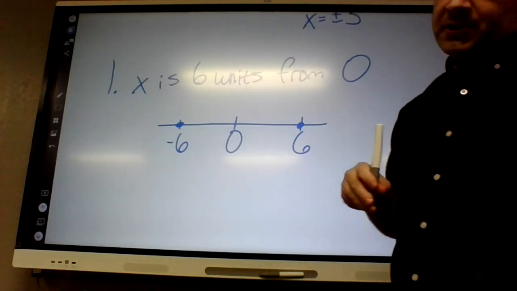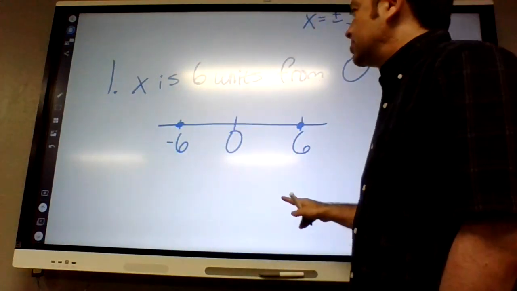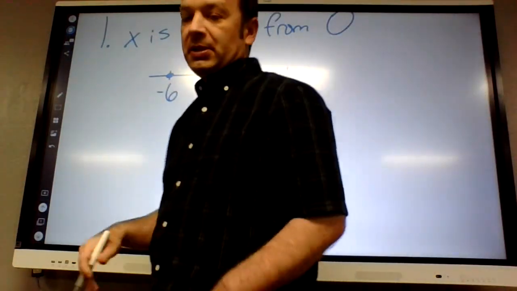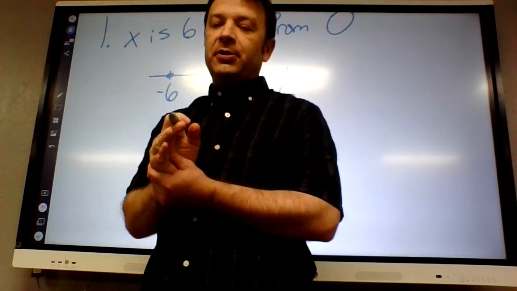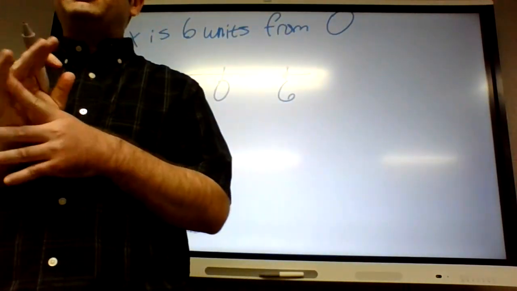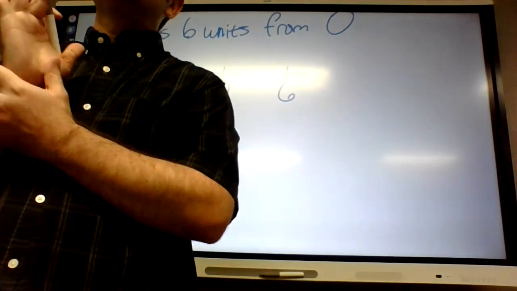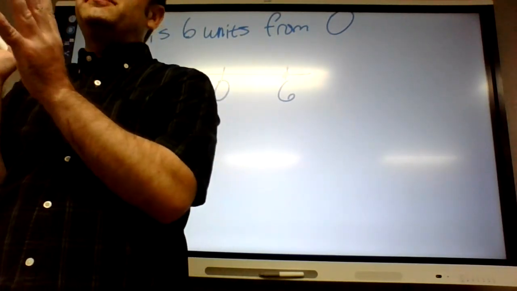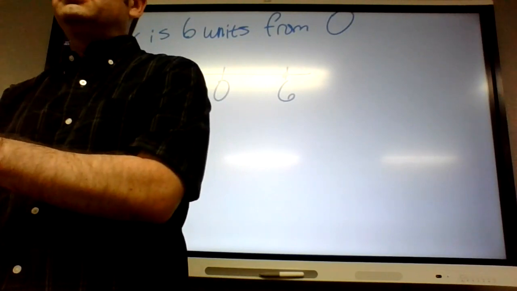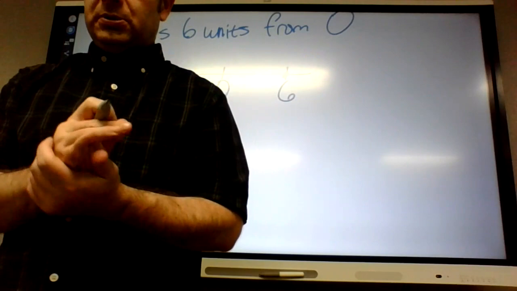Did they write it the same way I did? X is 6 units from 0 on the number line. Pretty close. All right. Number 2, they show the graph and they want you to write it as an absolute value. So they put a dot at 4 and negative 4. So what would that be as an absolute value? Absolute value of x equals 4.